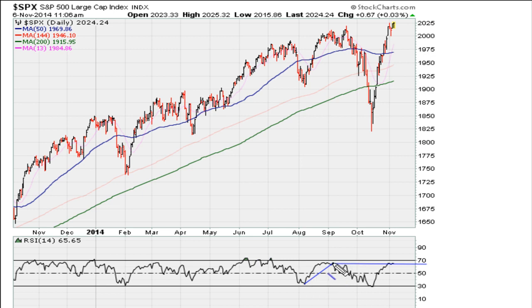Either we are going to find resistance on that line and go down, or we are going to break out and push higher. So that's what the market is doing right now. Take a look at the Russell. This is a major fight going on.